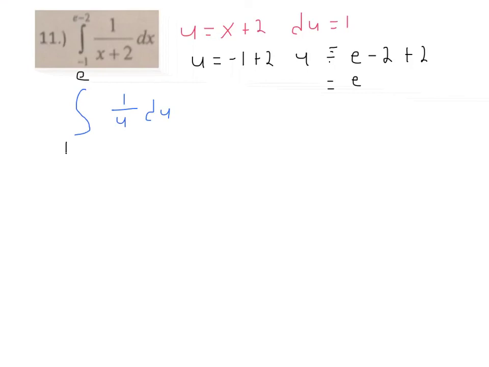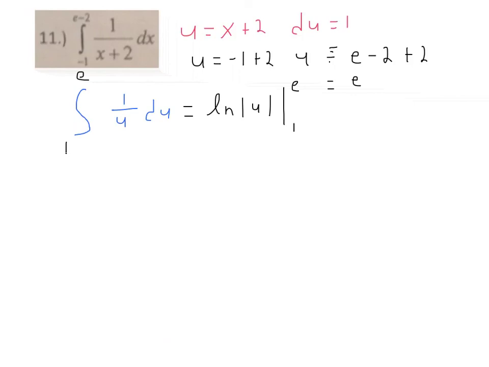The antiderivative of 1 over u is the natural log of the absolute value of u from 1 to e. And again, we don't have to worry about the plus c when we do the definite integral because we'd be adding it to the upper limit and then subtracting it when we did the lower limit, so the plus c's will end up canceling out when we do the definite integral.